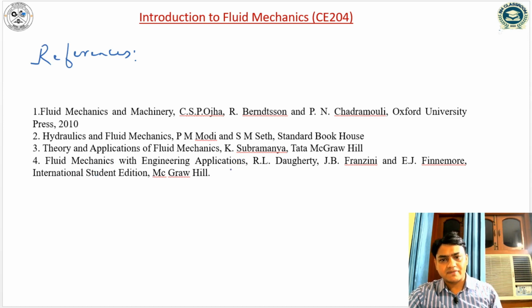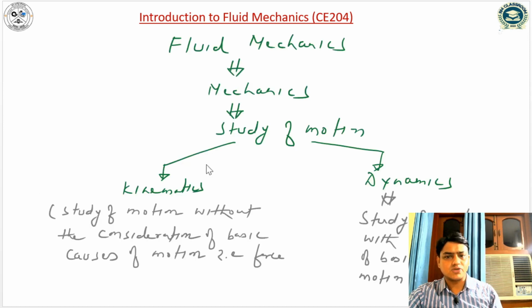So what is mechanics? Mechanics is the study of motion, and there are two types: kinematics and dynamics. So what is kinematics? The study of motion without the consideration of the basic causes of motion, that is force, like velocity, acceleration, jerk. And in dynamics we study the motion with the consideration of the basic causes of motion, that is force.